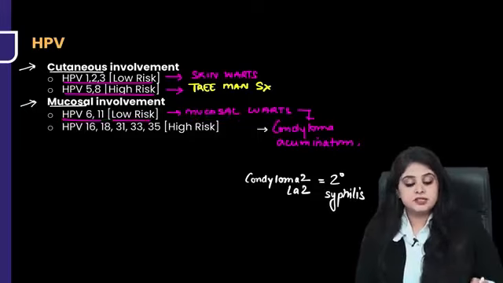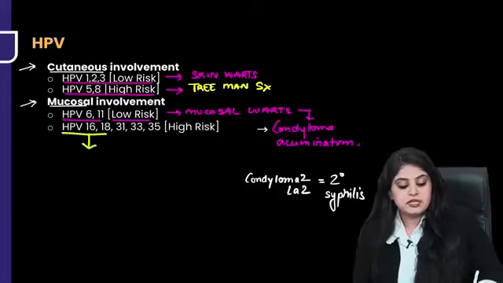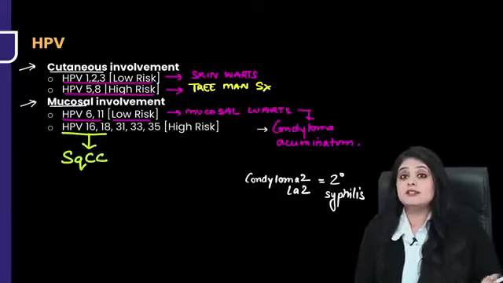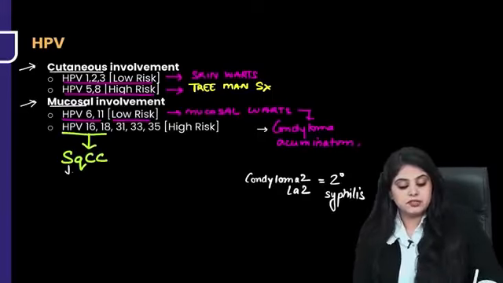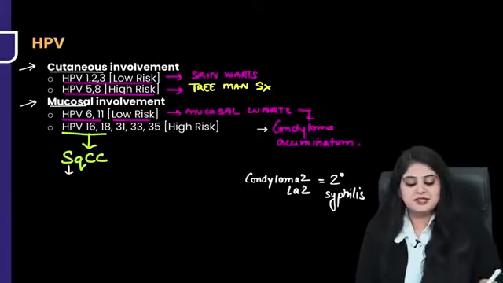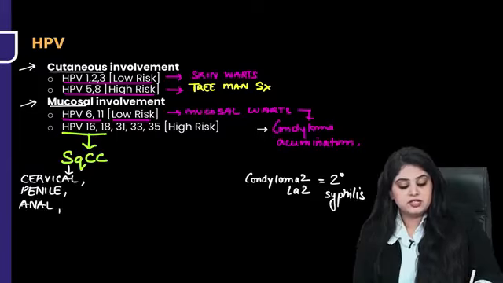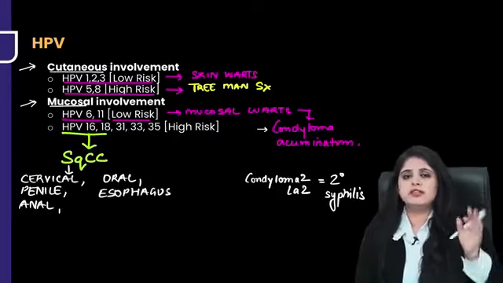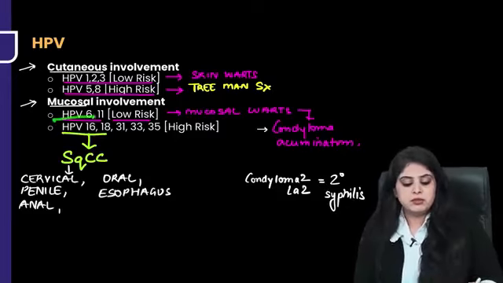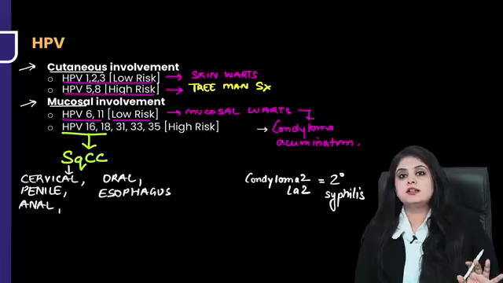But look at the bigger numbers, 16, 18, 31, 33, 35, especially 16 and 18. They cause squamous cell carcinoma. That is why they are high risk, and they cause squamous cell carcinoma where? Ma'am, wherever there is squamous epithelium. Squamous epithelium is present in the cervix, the penile region, the anal canal region, the oral cavity, and the esophagus. All of these are places where squamous epithelium is present. So wherever squamous epithelium is there, human papilloma virus will cause squamous cell carcinoma.